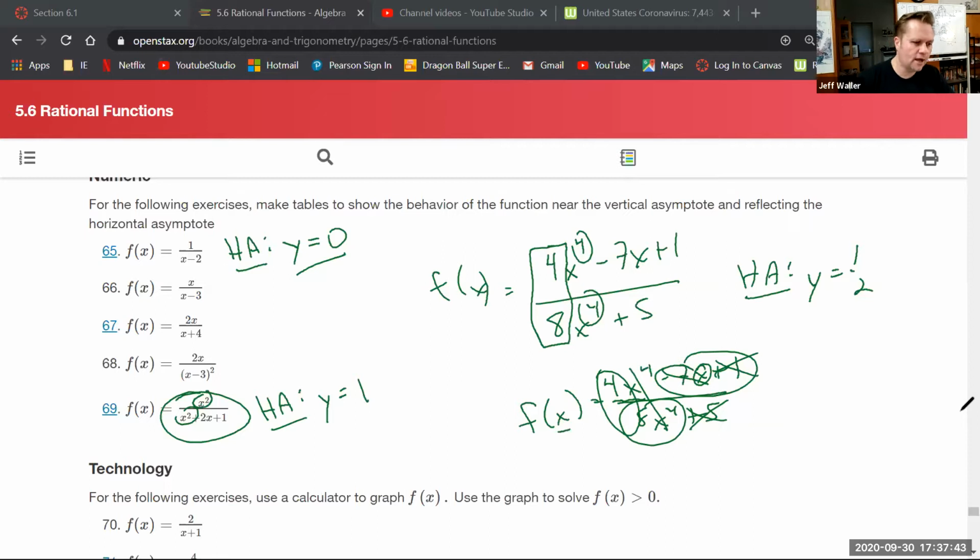Now that's not an official way to do it, but there's actually nothing wrong at all with considering it like that. Okay, so this situation makes complete sense. If the bottom power is higher than the top, the degree is higher than the top, then the bottom overwhelms the top. So it's going to go to 0. It's just going to keep decreasing and decreasing.